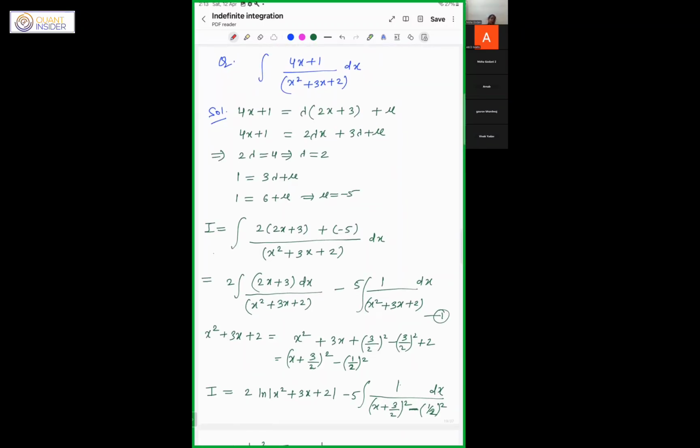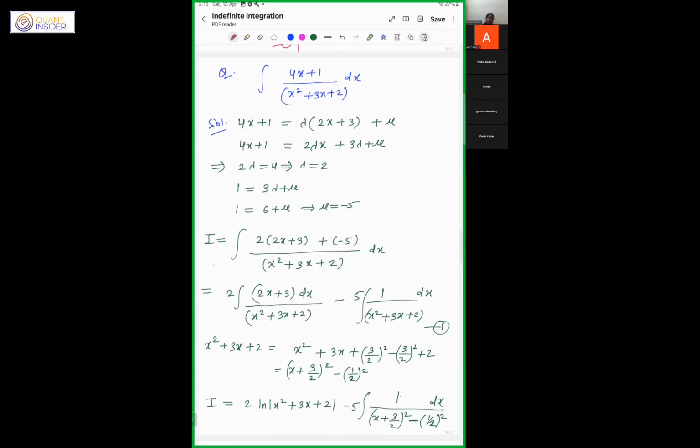See here. In the denominator, you have the function x square plus 3x plus 2. This is a quadratic polynomial. In the numerator, you have a linear polynomial. But this linear polynomial is not the differentiation of this quadratic polynomial. It is any linear polynomial. So what you can do? You will write like this. This 4x plus 1 is lambda times the derivative of the denominator, which is 2x plus 3, plus mu. First you write this step, then you multiply by lambda. So you have 2 lambda x plus 3 lambda plus mu, and the left hand side 4x plus 1.